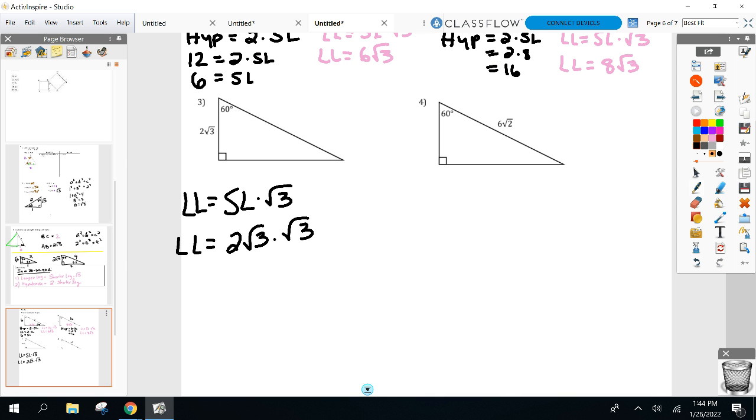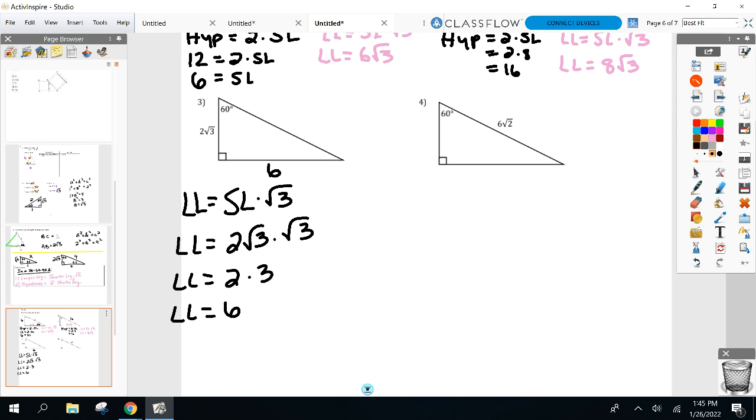All right? We did this yesterday. You can multiply those. 2 times radical 3 times itself. Itself without the radical, the number underneath. So 2 times 3. Longer leg is 6.